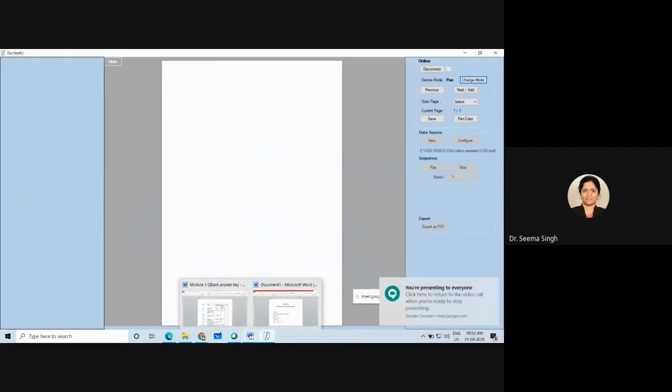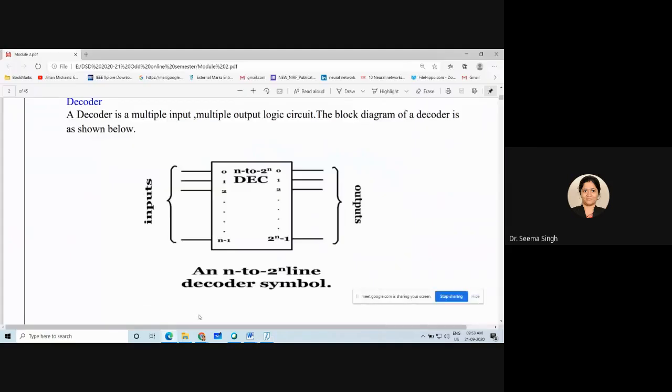If it is n and 2 to the power n, and I take n equal to 1, what is 2 to the power n? It is 2. So if you have 1 input, you will have 2 outputs. That will be called a 1:2 decoder. But generally we never use a 1:2 decoder. The smallest one we use is the 2:4 decoder. If my input is 2, the output will be 4. So it is the 2:4 line decoder.